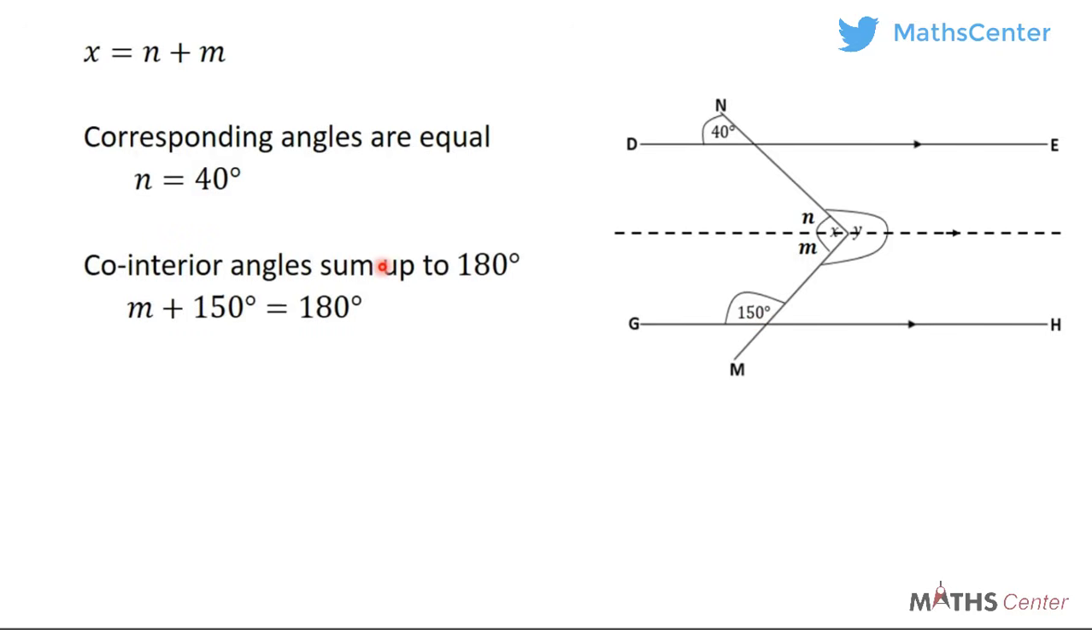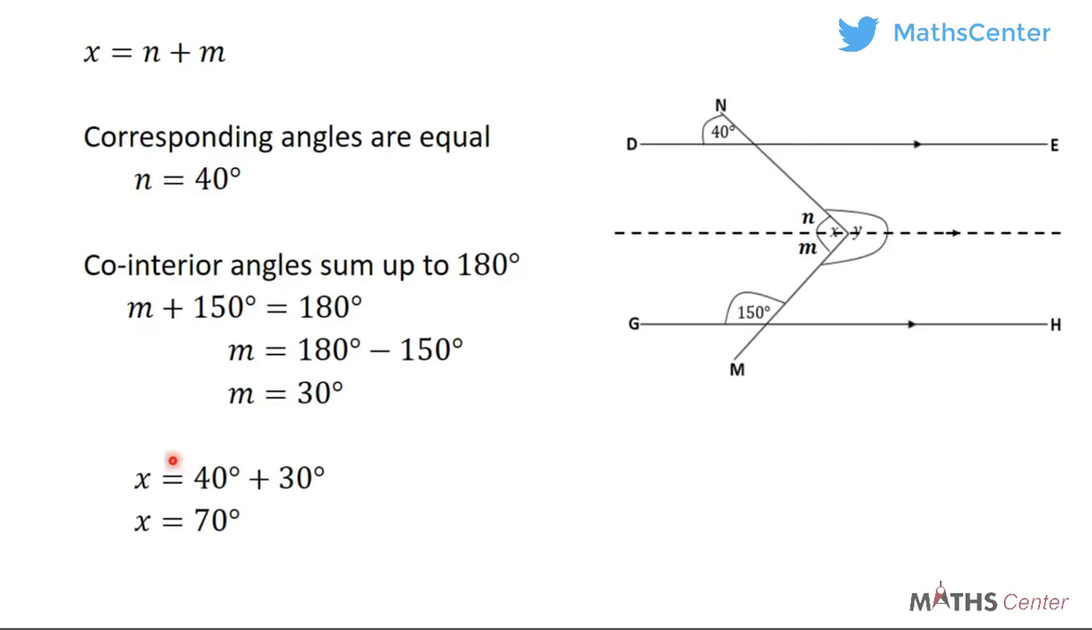We know that co-interior angles sum up to 180 degrees, so M plus 150 degrees will give us 180 degrees, and M will give us 30 degrees if you simplify. So we found N, we will also be able to find M. So X will give us 40 degrees plus 30 degrees, and that will give us 70 degrees. So it means that we have now been able to find the whole X.